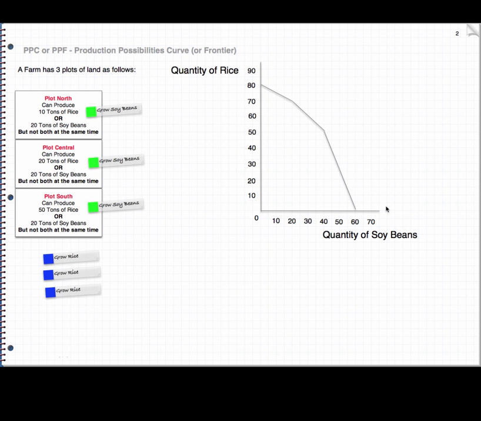So the marginal analysis piece of this is saying, okay, if we need to grow 20 tons more of soybeans, how much rice must we give up? Well, if you're not growing any soybeans, you only have to give up 10 tons of rice. But if you're already growing 20 tons of soybeans, to get the next 20, you have to give up 20 tons of rice. If you're already growing 40 tons of soybeans, you need the next 20, you have to give up 50 tons of rice. So the opportunity costs are increasing as we go along the curve.